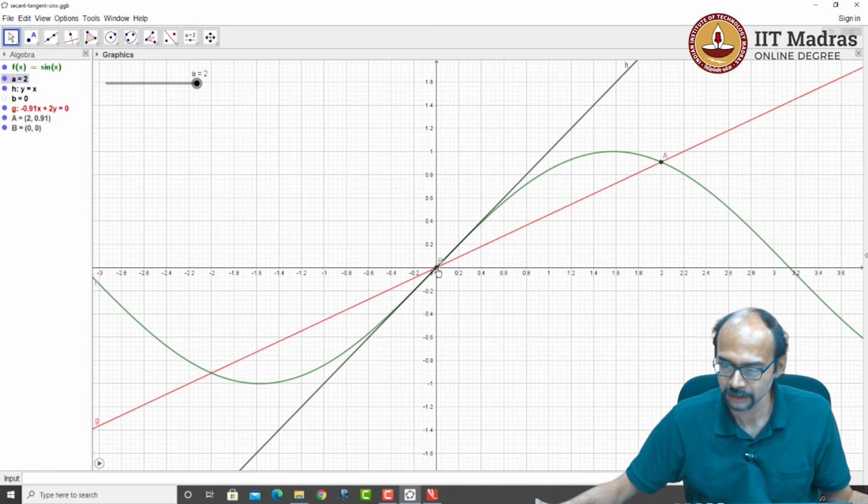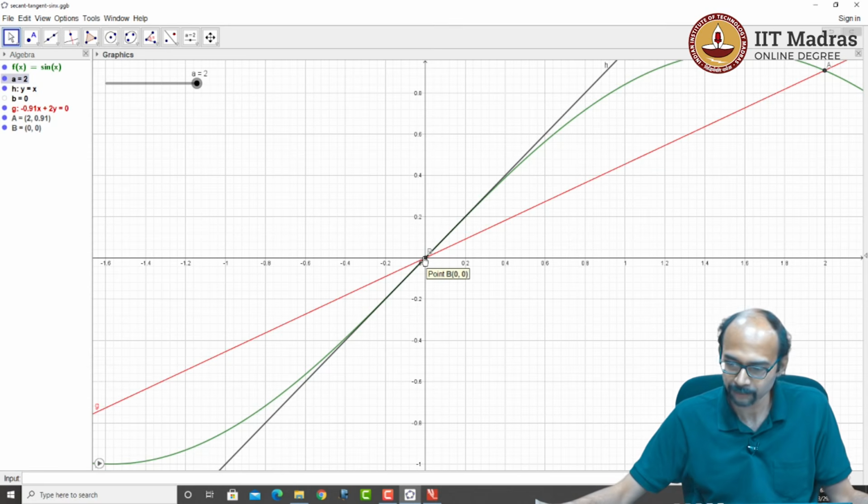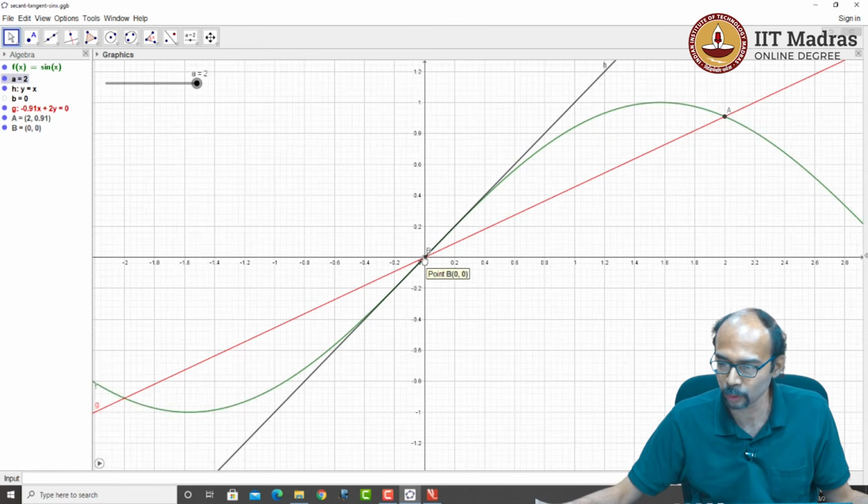Okay, so here's your point B, which is the point 0 comma 0. Here your a is equal to 0 and f of 0 is 0. That is because we are plotting the sine function, so f of x is sine x. Sine of 0 is 0, and here is a point close by.